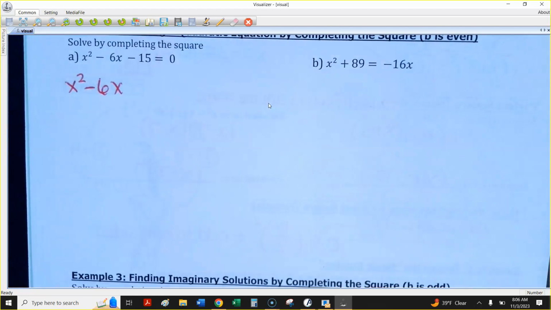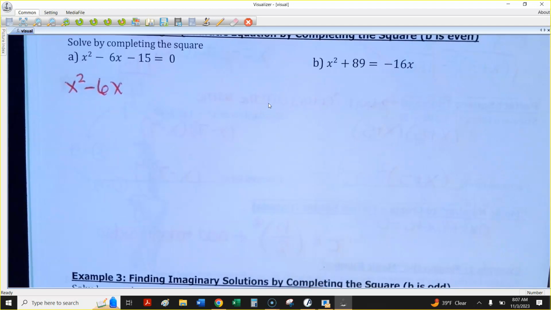So the x squared minus 6x, I'm going to keep those where they're at. And if you have any plain number in your problem, you're going to move it to the other side of the equation. So you want your x squared and your x term on the same side. Any other plain numbers, move it to the other side.